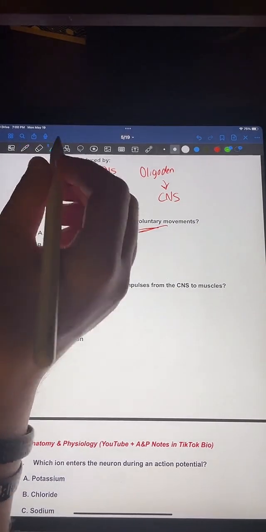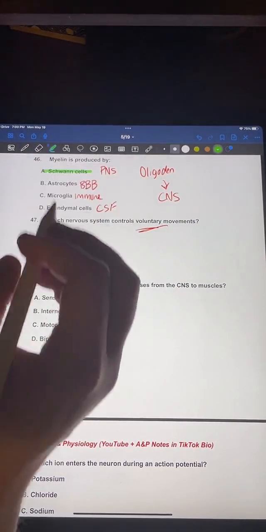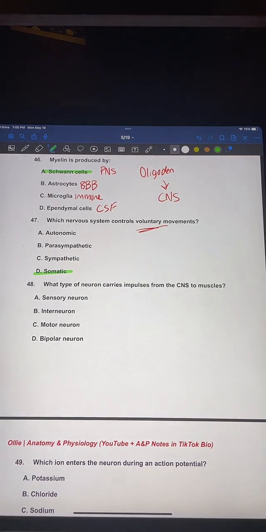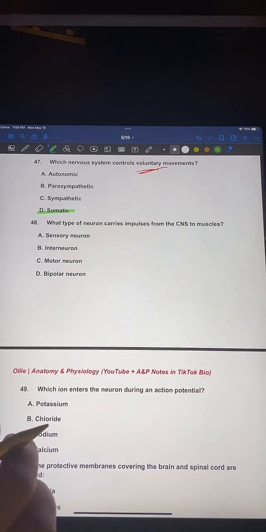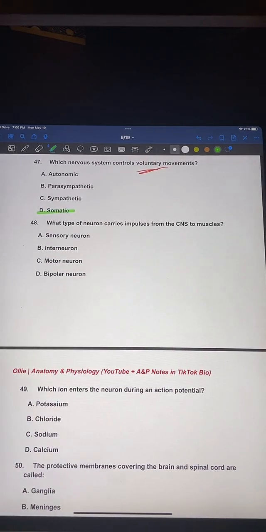It's going to be D, somatic. So that's the somatic system controls skeletal muscle. Think of somatic means body. So 48. What type of neuron carries impulses from the central nervous system to the muscles?